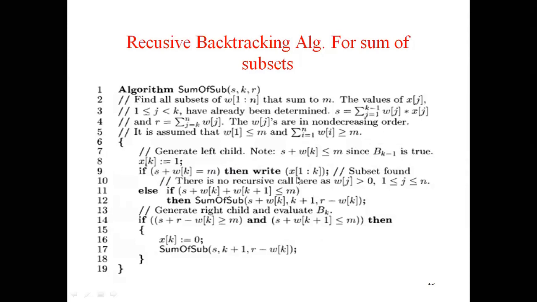Then write x 1 to k as the subset form. There is no recursive call here as w of j is greater than 0.